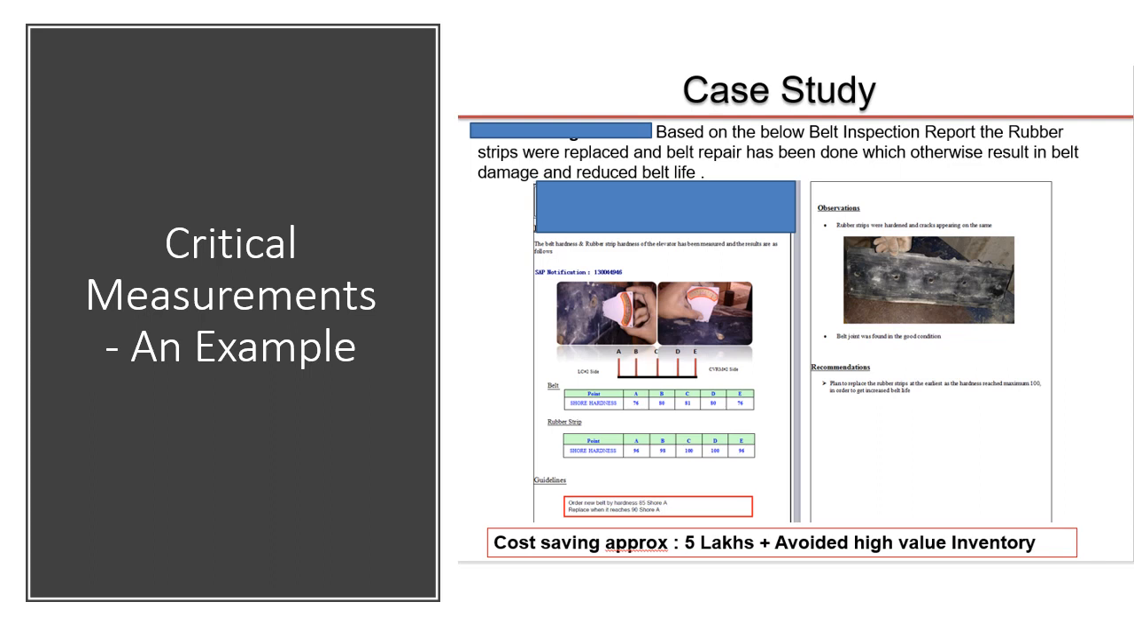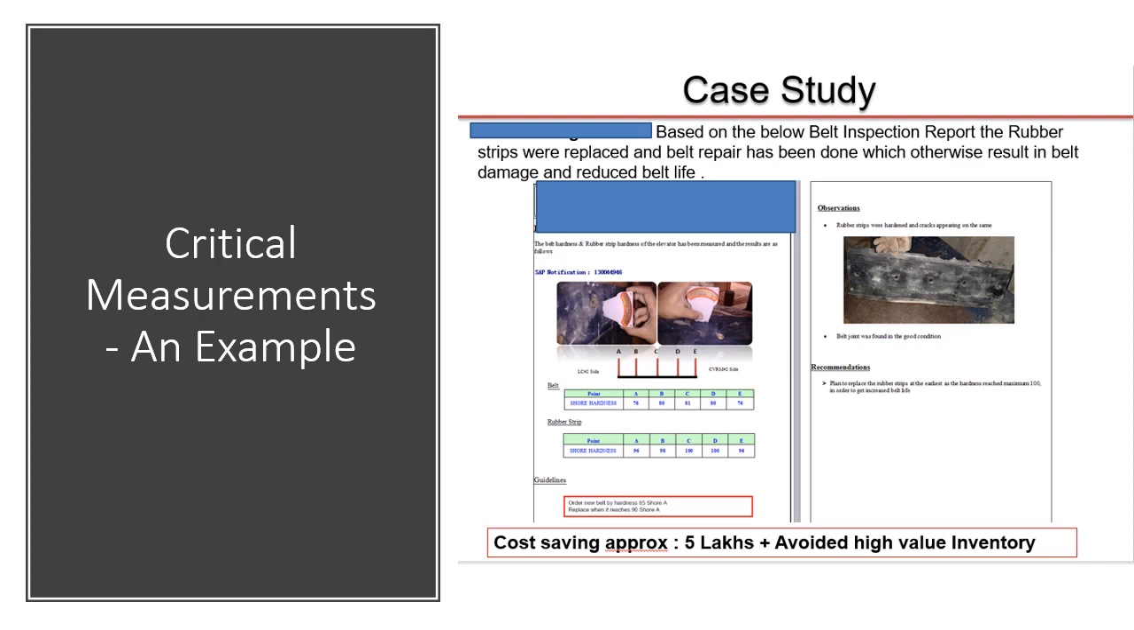This is an example of critical measurement. The critical measurements include taking the wear measurement, hardness measurement, or wear rate in different equipment parts of the critical assets inside the plant. One such case was the belt elevator carrying raw material to the silo.